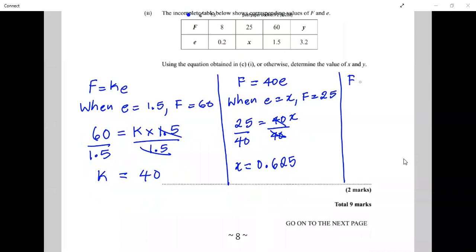And then lastly, using the same equation, all right, not much space for it, but we'll find space. We have F is equal to 40E, and I'm going to say when E is equal to 3.2, F is equal to Y, so I'm going to put Y is equal to 40 multiplied by 3.2. So this is 40 multiplied by 3.2. So Y is equal to 128.